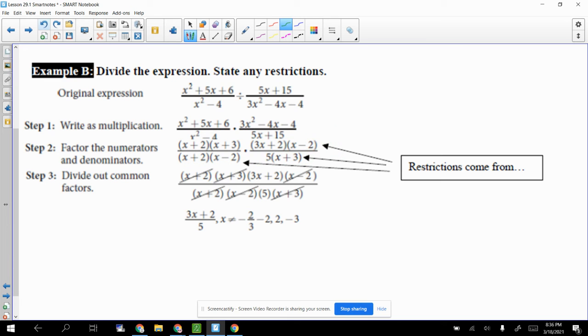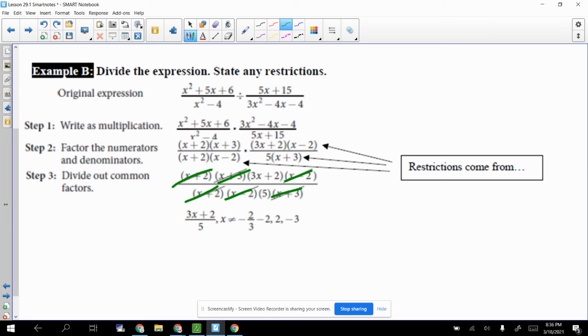So they went ahead, they did the same thing here. They started out with this rational function divided by this one, and they factored everything. They came up with their restrictions, and then they canceled things out that were the same on top and bottom, as you can see here.